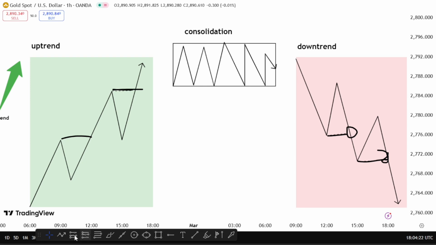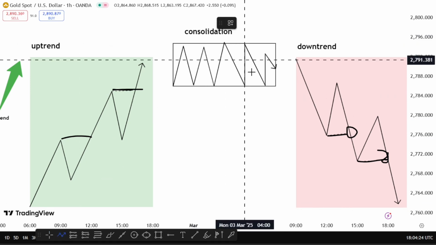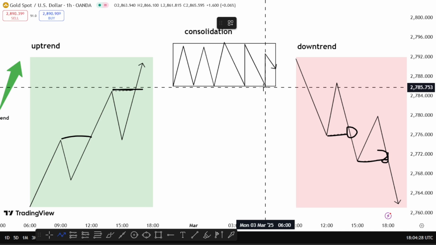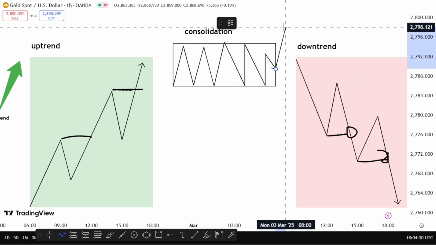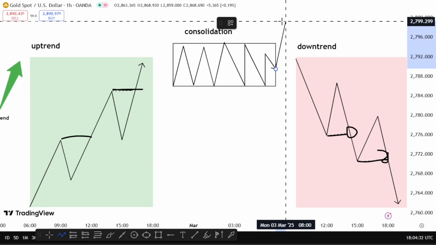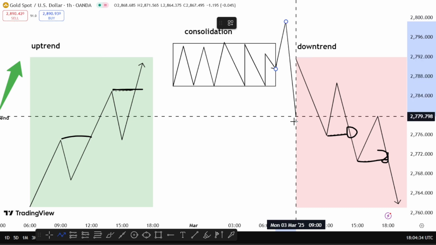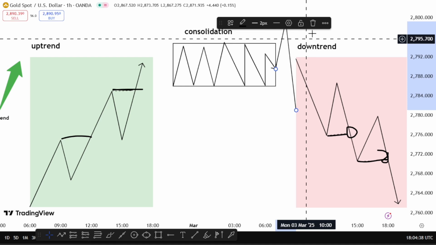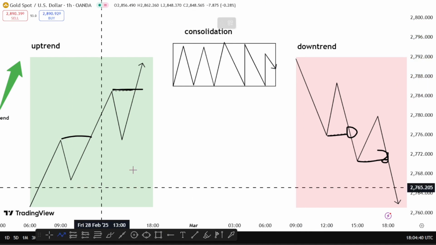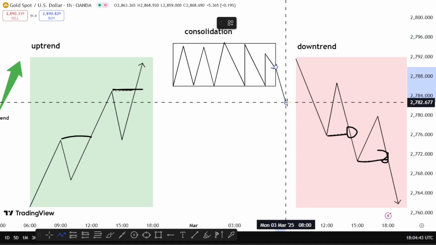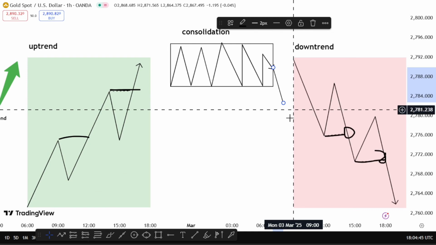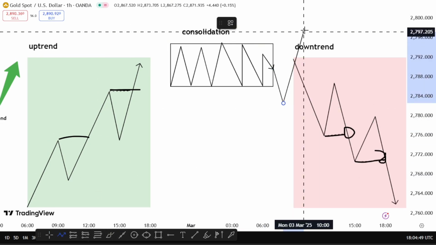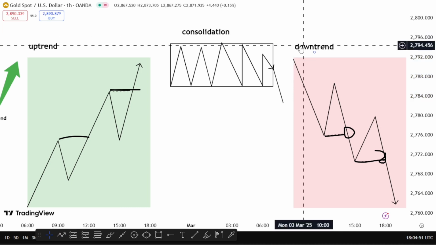So what this signifies is indecision in the market. What might actually happen is the market can either break to the upside, grab the liquidity resting above there and then drop to the downside, or the market can drop to the downside, grab the liquidity and push to the upside. So it's just simple, right?